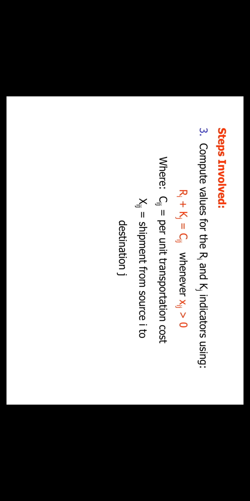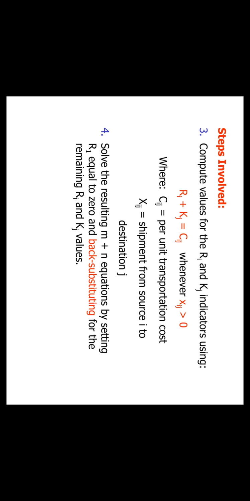Step 3. We are now to compute values for the R sub i and K sub j indicators using the formula R sub i plus K sub j equal to C sub i sub j as our guide, and this formula is used whenever X sub i sub j is greater than 0. In the formula, C sub i sub j is your per unit transportation cost, while X sub i sub j represents the shipment from source i to destination j. So, the condition X sub i sub j should be greater than 0 implies that this particular step is going to be applied to your used cells whenever there are shipping values assigned to a particular cell.